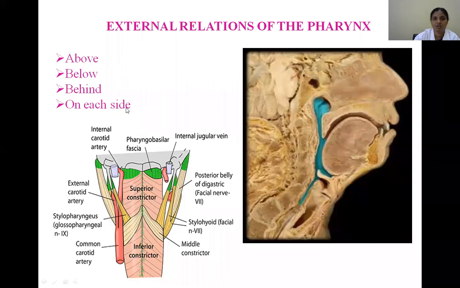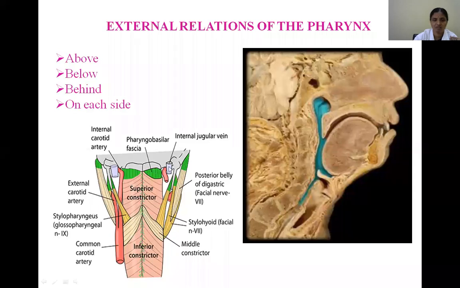Then on each side, what are the relations of the pharynx? Here you can see, on the side of the pharynx, a bony structure, that is the styloid process. From this styloid process, 3 muscles take origin and 2 ligaments are attached. The styloid process, the 3 muscles which take origin and the 2 ligaments attached to it, all together form the styloid apparatus. So this styloid apparatus lies on either side of the pharynx. This is a lateral relation.